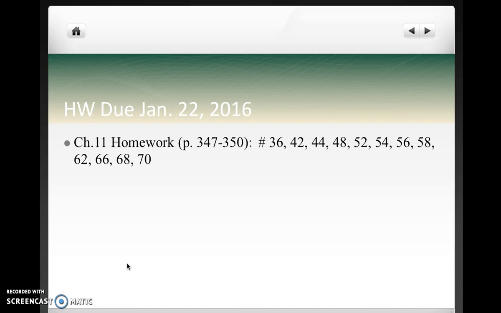Chemical reactions. So here's your homework. This is due January 22nd, so you have a good chunk of time to be able to complete these problems.